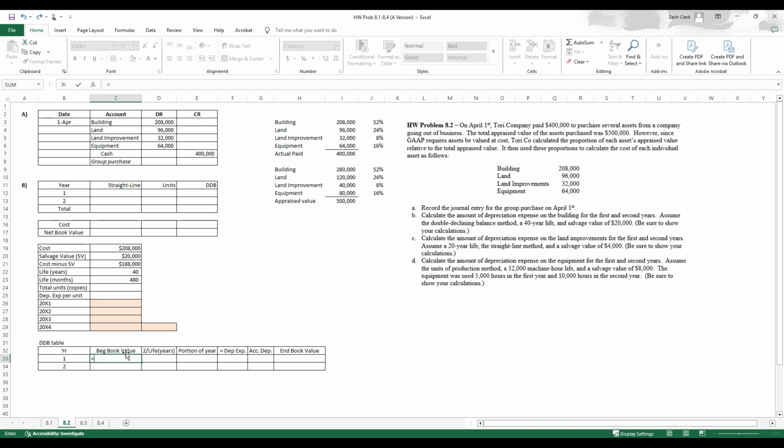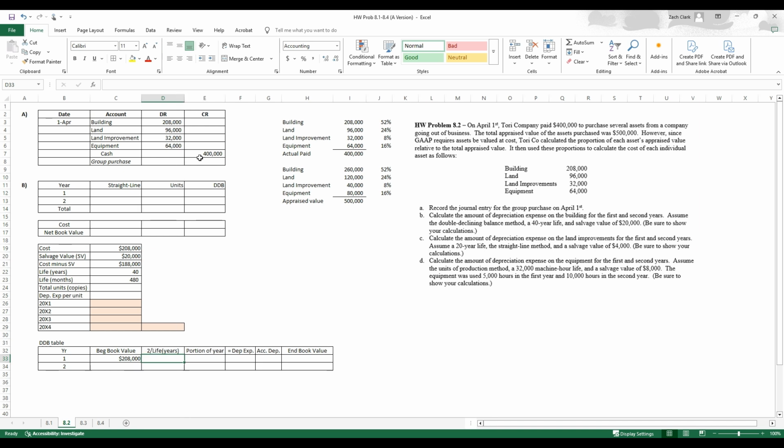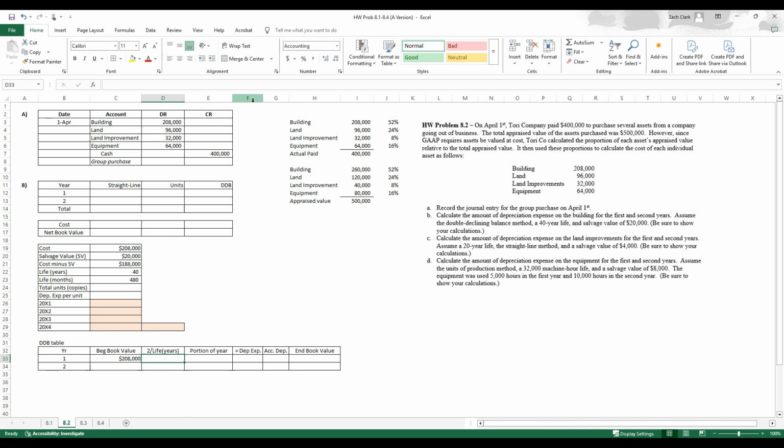So the beginning book value is going to be our cost, our amount paid. We don't care about salvage value for double declining, remember. Let me give a little more space on these. Okay. And then we're going to take 2 divided by 40 years. There.